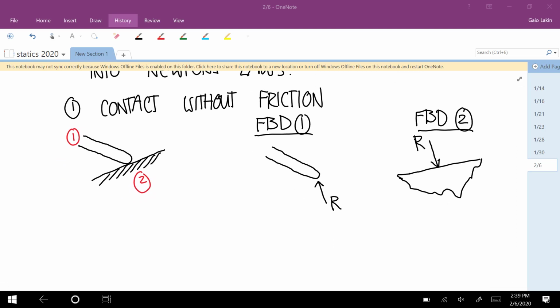One thing to notice about this, I mentioned this a second ago, is that R value has to be positive.